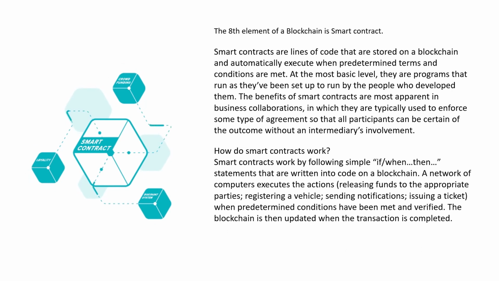How do smart contracts work? Smart contracts work by following simple if/when-then statements that are written into code on a blockchain. A network of computers executes the actions, releasing funds to the appropriate parties, registering a vehicle, sending notifications, issuing a ticket, when predetermined conditions have been met and verified. The blockchain is then updated when the transaction is completed.